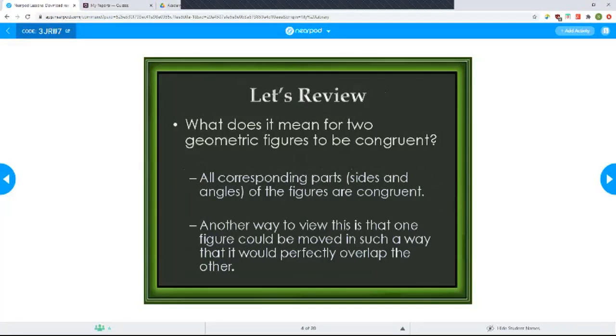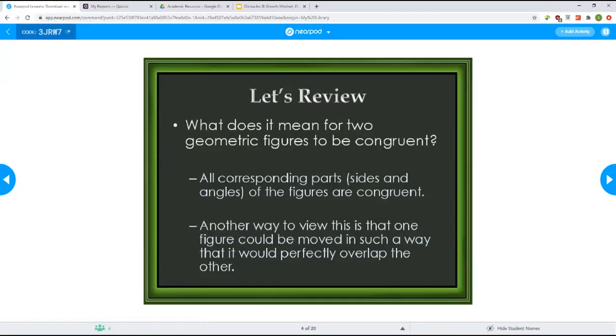So let's review. What does it mean for two geometric figures to be congruent? We haven't actually talked directly too much about congruency, but congruency is basically that all corresponding parts, sides, and angles of the figure are congruent. Another way to view this is that one figure could be moved in such a way that it would perfectly overlap the other. Okay, those are great, but it still doesn't get to the heart of the matter. Congruent really is another fancy word for equal.